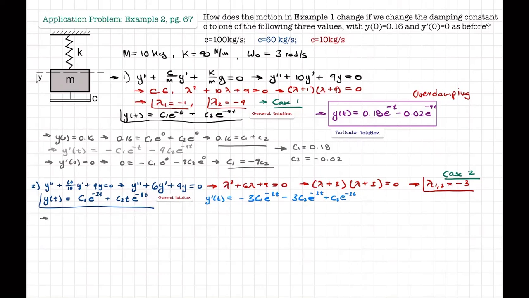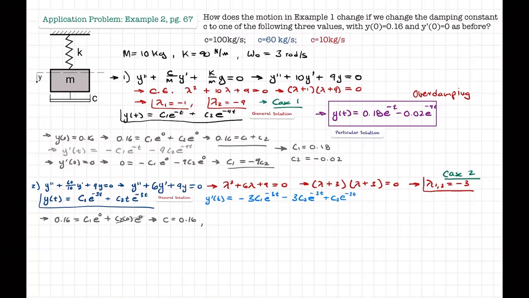So let's apply initial conditions and let's see what we get. Applying initial conditions here, we get that 0.16 is equal to c1 e to the 0 plus c2 times 0 e to the 0. So from here, it's pretty straightforward that this one will cancel and we'll get c1 equal to 0.16.